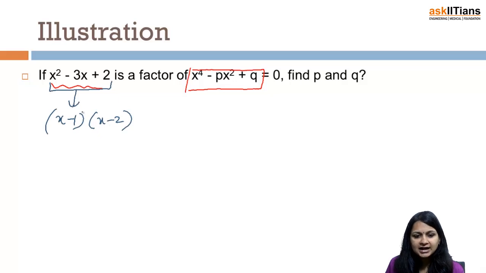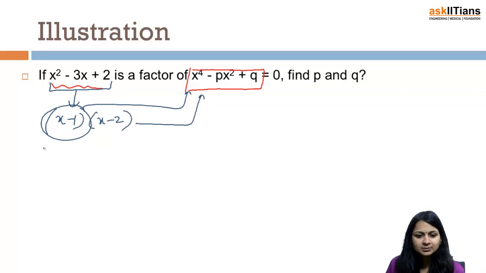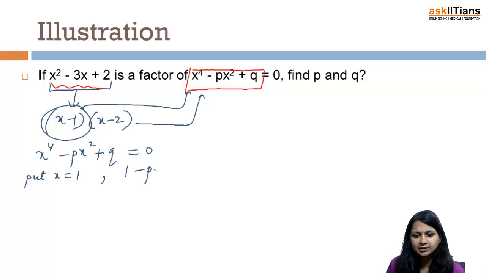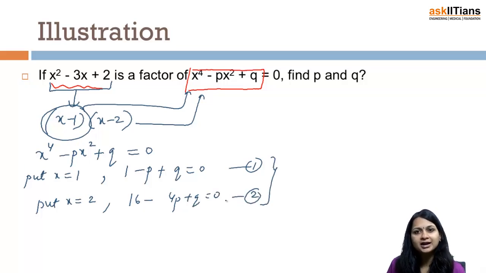So that means x minus 1 is also a factor of this and x minus 2 is also a factor of this. That means if I take the equation x raised to power 4 minus px square plus q equal to 0, it will be satisfied by x equal to 1. So let us put x equal to 1. I will have 1 minus p plus q equal to 0. And when I put x equal to 2, again it will satisfy it. So 2 raised to power 4 is 16 minus 4p plus q equal to 0. So we have two equations, we can solve them and get the values of p and q.